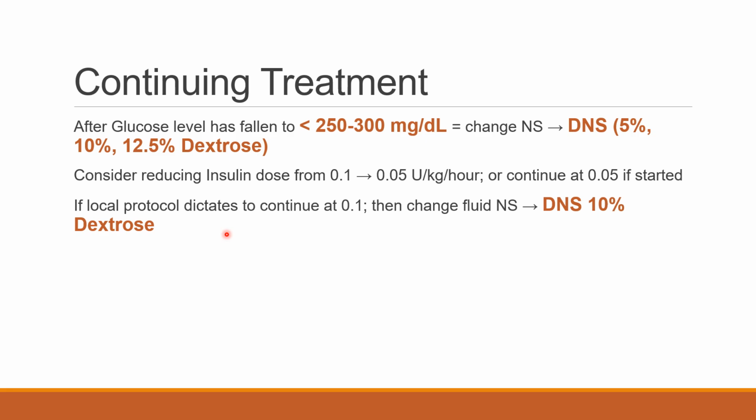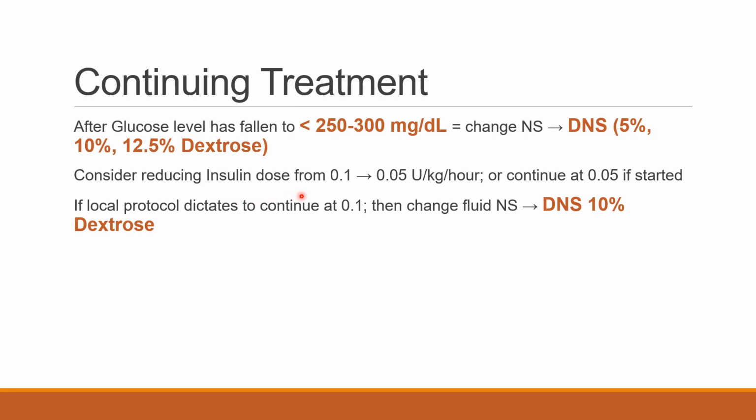But as the glucose level starts to fall with continuing the same level of insulin infusion, there is chance of precipitation of hypoglycemia. That's why when the blood glucose level falls to less than 250 to 300 milligram per deciliter, you have to change the normal saline to DNS. That means you have to add 5%, 10% or 12% dextrose depending upon the blood glucose level, so as to prevent the precipitation of hypoglycemia with continued administration of insulin in the treatment of DKA, diabetic ketoacidosis.